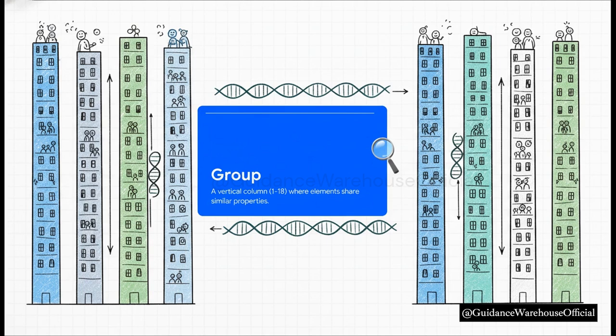Okay, so how do we actually read this map? First, let's look at the vertical columns, which we call groups. There are 18 of them. Think of a group like a really tall apartment building, where every single resident in that vertical line shares specific behavioral and physical traits. They react to things in very similar ways. It's almost like they share the same chemical DNA, which is exactly why we also call these groups families.